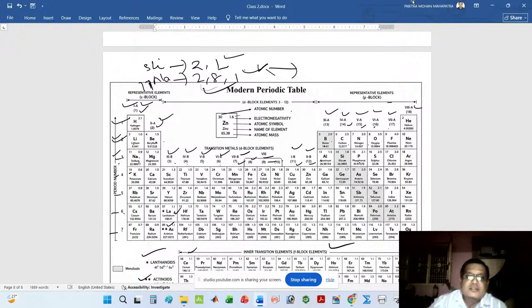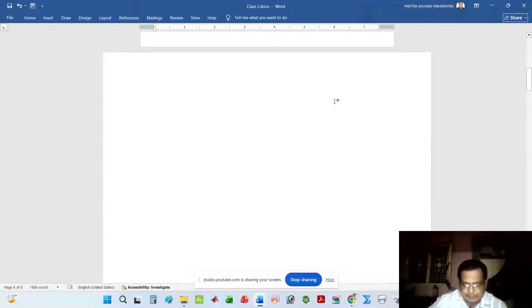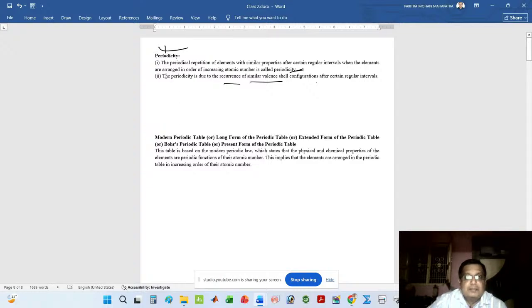So there is a reoccurrence of the property, whether melting point, density, or atomic volume, like this. Here a point is given: why does periodicity arise? Periodicity arises due to the reoccurrence of similar valency shell configuration. As I have already shown you, the valence electron is one for group one, that is IA. So after a regular interval, the same property is repeated. This is said to be the cause of the periodicity.